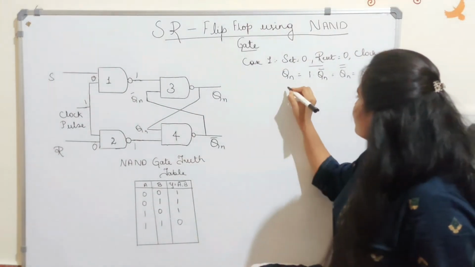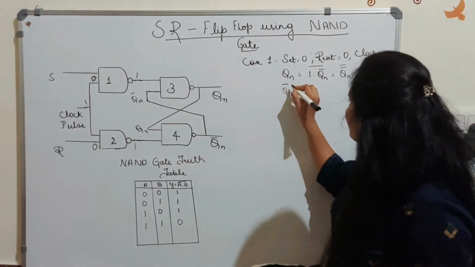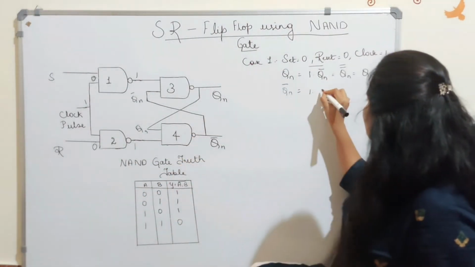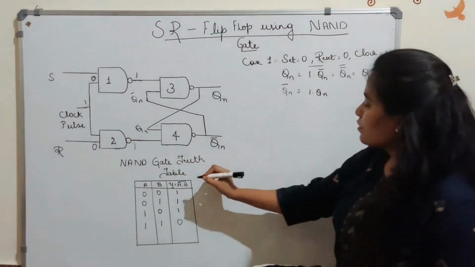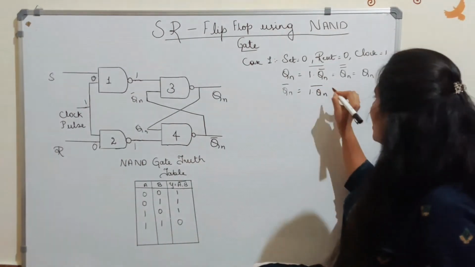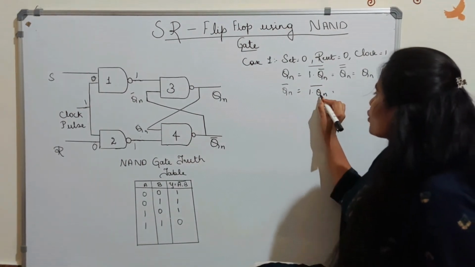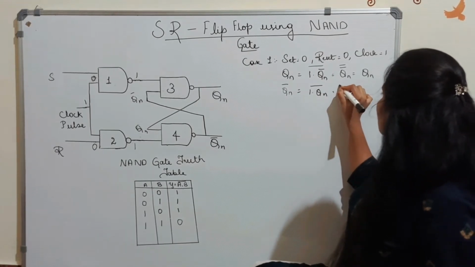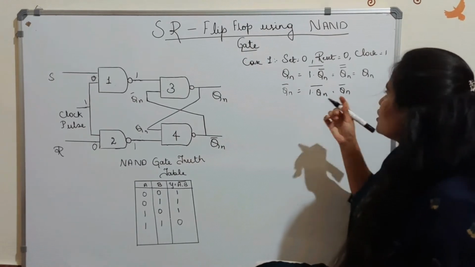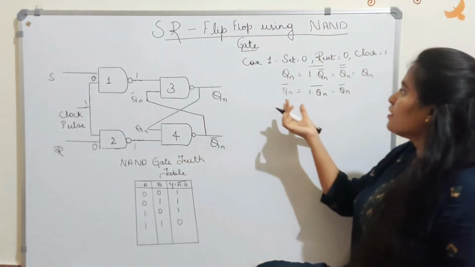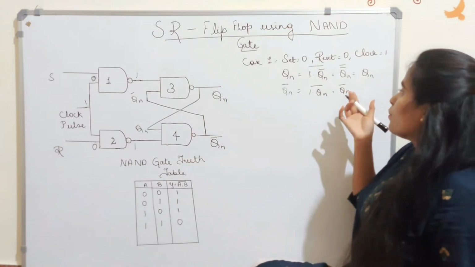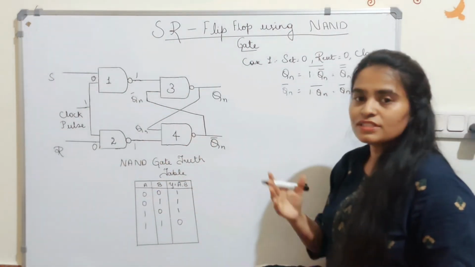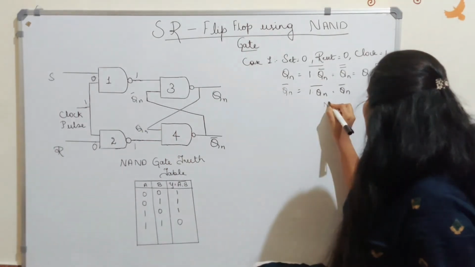Proceeding with Qn complement, it is equal to, the first input is 1 and the second input is Qn. Reference to the expression, I am complementing it. So Qn is multiplied with 1, it is Qn. I am writing the complement as the same. So the answer of Qn is Qn. Qn complement is Qn complement. So there is no change. So the entire circuit falls under the condition of no change.